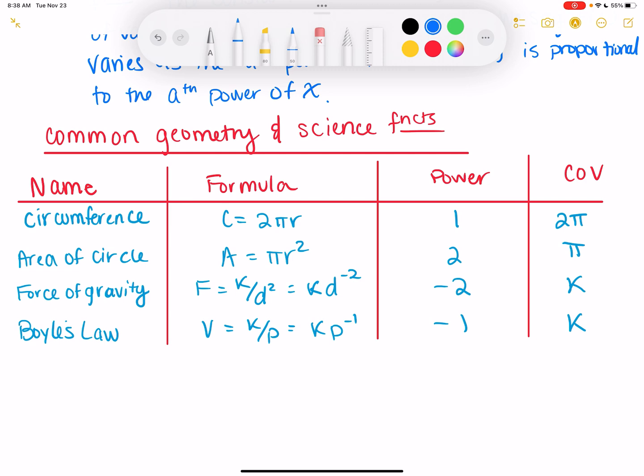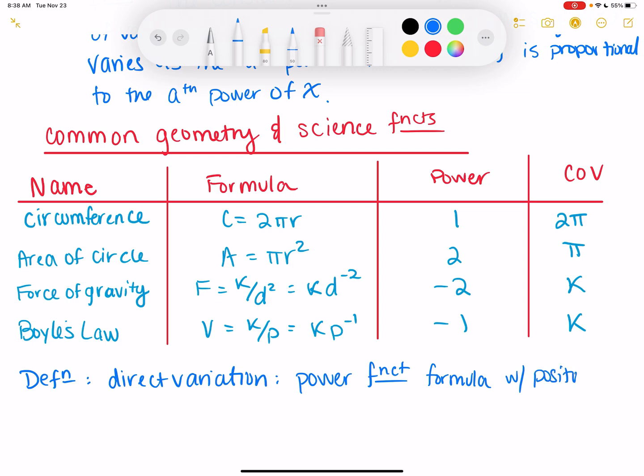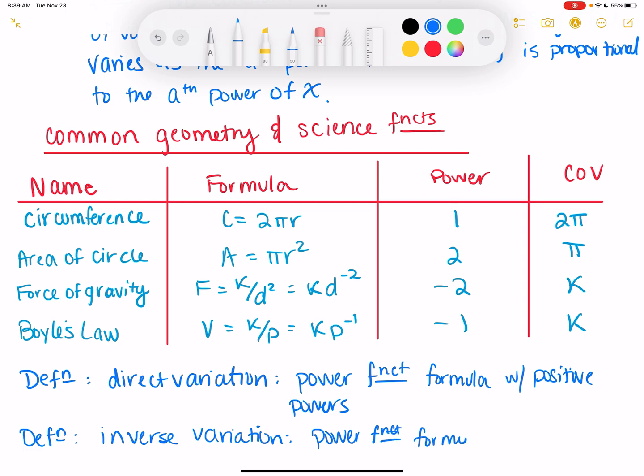And then there's just 2 more definitions, and then we're done with this section. So, direct variation. Power function formula with positive powers. Inverse variation. Power function formula with negative powers.